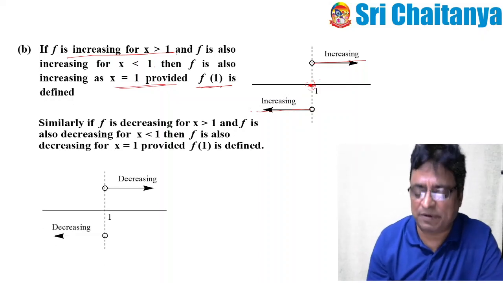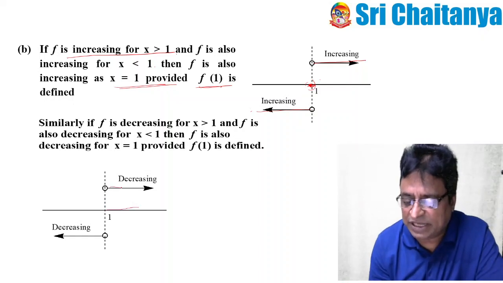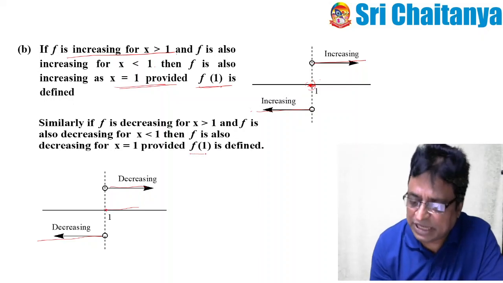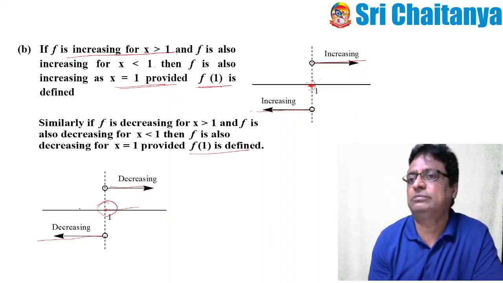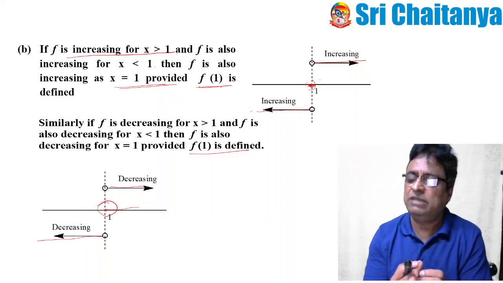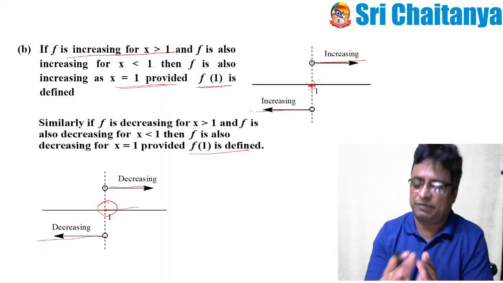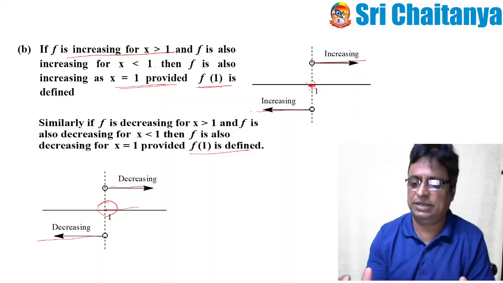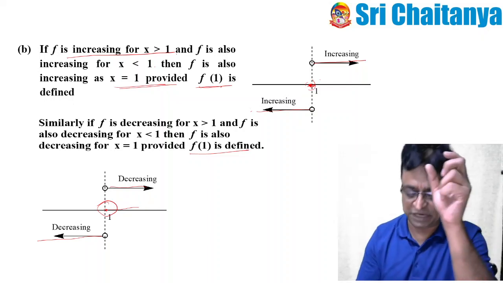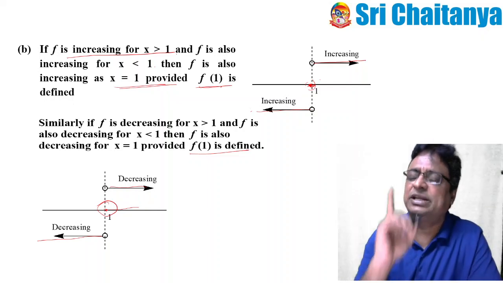Similarly, for x greater than 1 it is decreasing, and for x less than 1 again decreasing, and at x equal to 1 it is defined, then we can say that f is decreasing at x equal to 1. So whenever I am talking about increasing or decreasing at a particular point, the function is increasing or decreasing after that point and before that point, and moreover your function should be defined at that particular point. Then only we can say the function is increasing or decreasing at that point. With the help of these two diagrams, you get that idea.